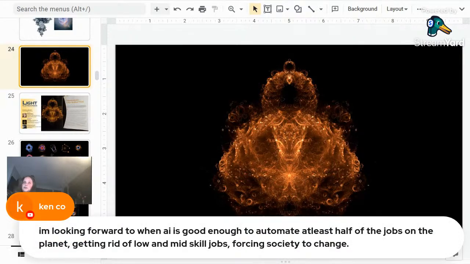I'm looking forward to when AI is good enough to automate at least half the jobs on the planet, getting rid of low and mid-skilled jobs, forcing society to change. Well, I suppose life would be more fun if we didn't have to do crappy jobs. But I mean, I've been spoiled. I love my job. I have such a great job that I can't imagine not having a job. But maybe if we didn't have to do the crappy jobs, like be a garbage man or something, then the garbage man may be the genius that can solve the AI problem.